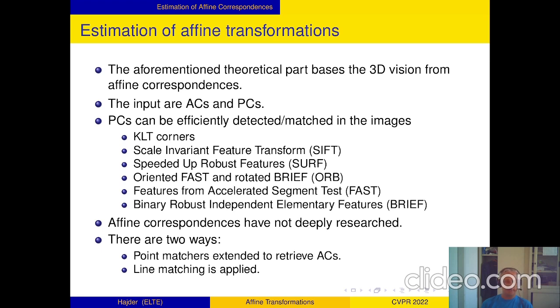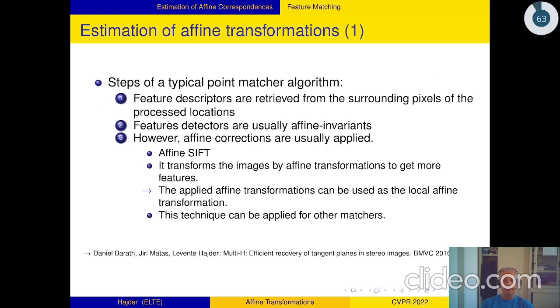Usually point matchers, so by hacking these feature matching algorithms, the root estimation for the affine transformations can also be retrieved. But I can't offer you the best way, because I think that's also an open question in this field, how affine transformations can be retrieved very accurately from the images.